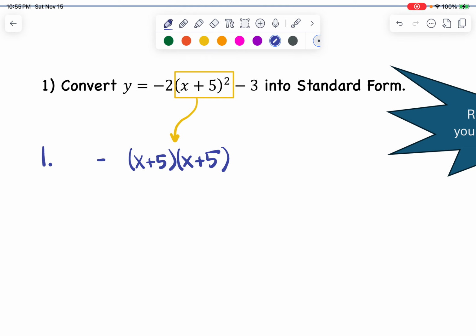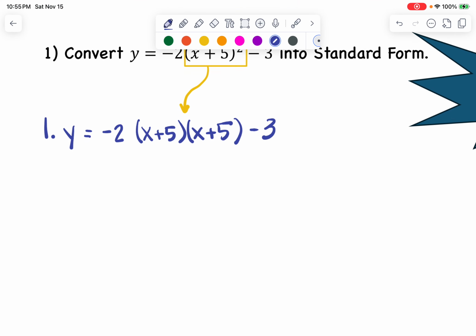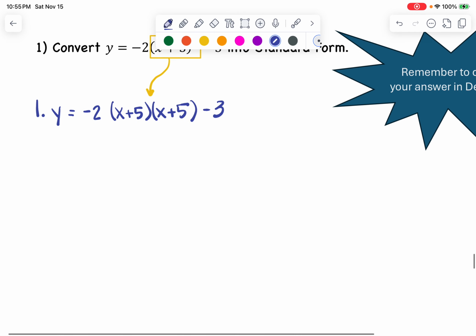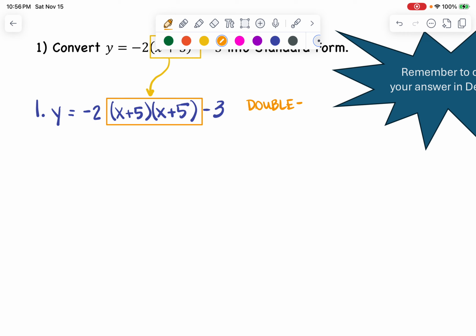Okay, now I am going to bring everything else down. I'm going to do this one step at a time. So this is step 1. I'm going to go back here. Write the binomial out twice. All right, now what I have to do is multiply the binomials. We learned how to do that way back in Unit 6. So multiplying the binomials means you need to double distribute. We learned 2 different methods. You can either double distribute or use the box method.